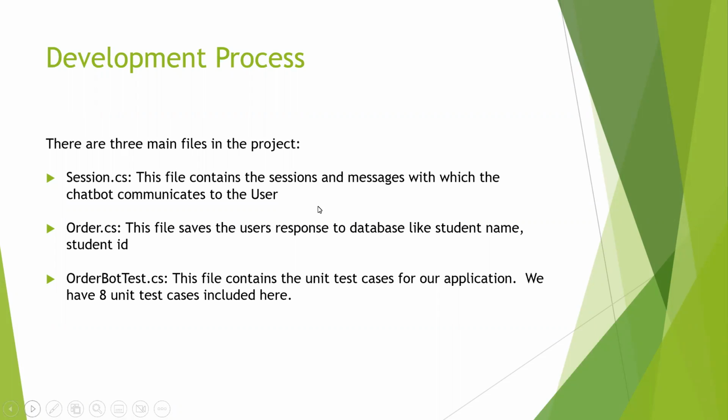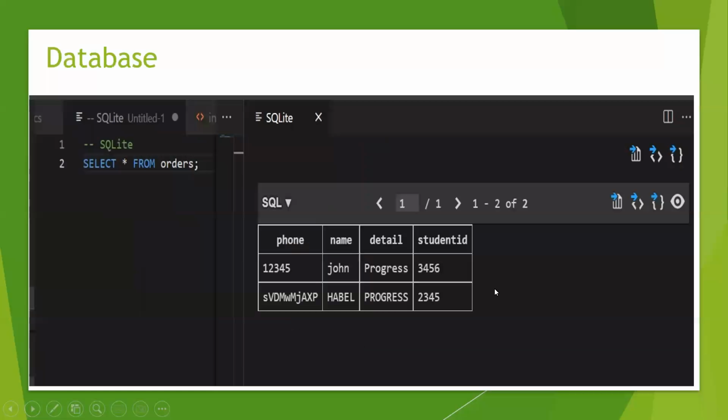In the next slide, that's the database. This is our database, and we have columns like phone, name, detail, and student ID. In the particular fields, the values input by the user get saved. The name of the student is John, and the detail the user wants to know is about the progress of the student, and the user inputs the student ID also.